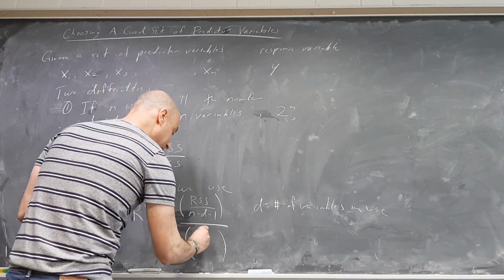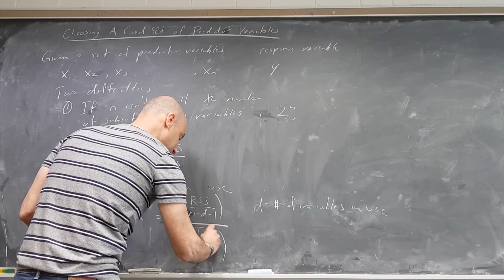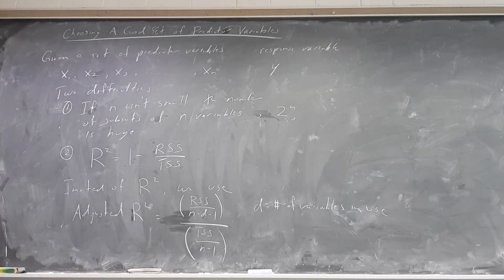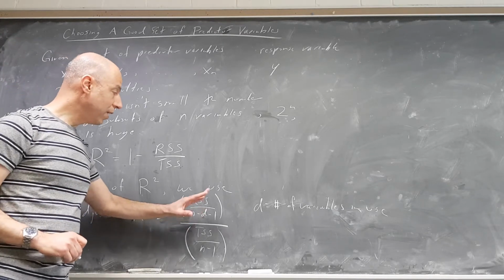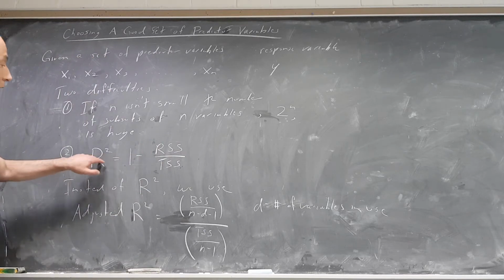And the bottom, so obviously I have a compound fraction here. The bottom is TSS over n minus 1. Okay, so I'll talk about that in a second. Let me first go back and talk about R squared.